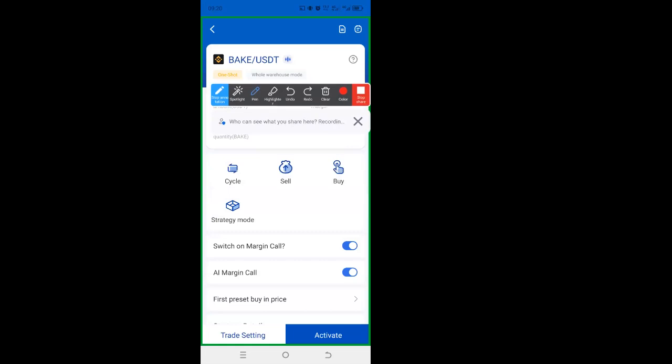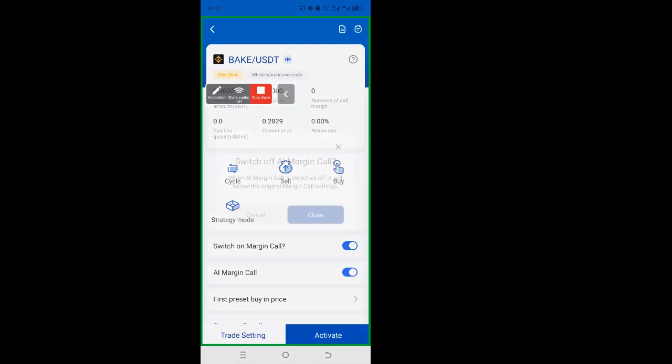Come here. There are 2 margin calls here. There is what we call the margin call. This is the manually created margin call, and this is the auto margin call. That means the AI margin call waits until the right time of buying. But when you put off the AI margin call like this, you are going to use your own strategy, your own setting.